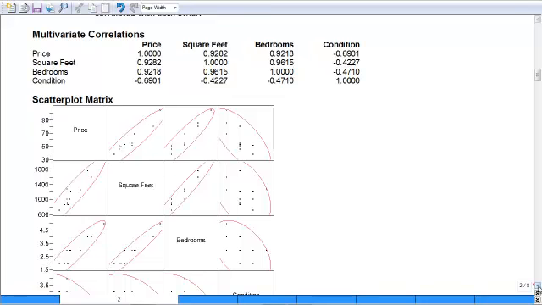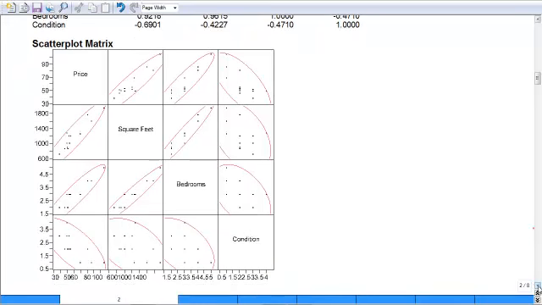We do this in a scatter plot matrix, which is a collection of scatter graphs. The scatter plot matrix is laid out in a table that gives us the opportunity to compare price by square feet, price by bedrooms, and price by condition. And when we do this, we see that we have strong positive correlations between price and square feet as well as price and bedrooms. And there is a negative correlation with price and condition. Good thing is that all of these relationships appear to be linear.